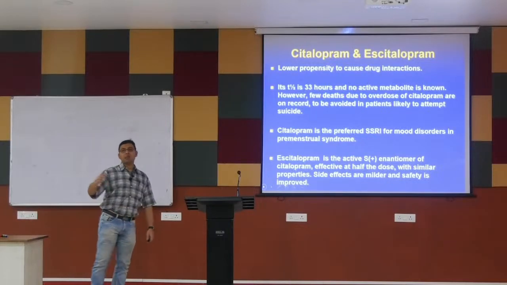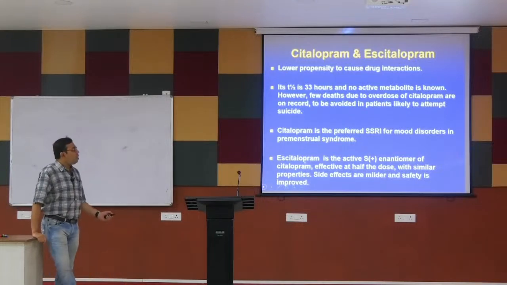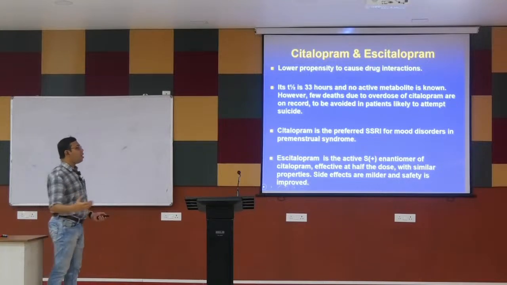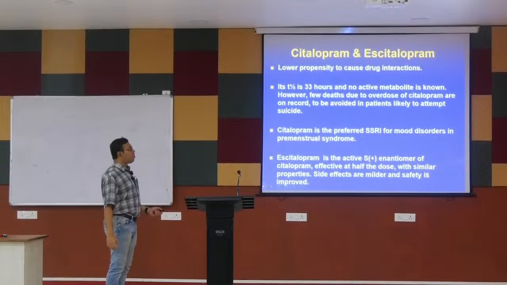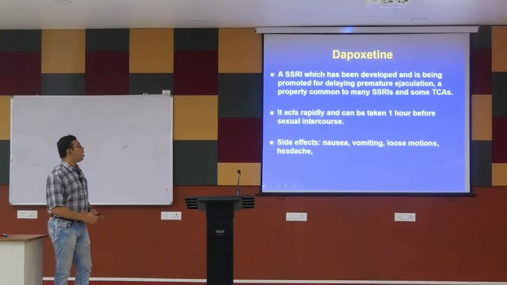Now, for the mood disorder that occurs with premenstrual symptoms, it can be used. Escitalopram is the active enantiomer, that's why it needs a lesser dosing of the drug and its side effects are lesser, and safety is more or less good. Escitalopram is used in different stages of depression.